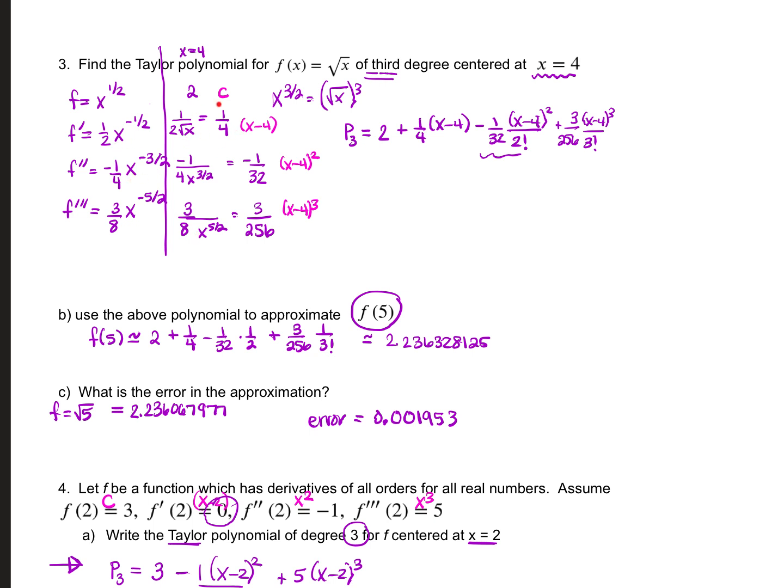And remember, this is your constant, this one's linear. But since it's centered at 4, you need the x minus 4. And the next one would be the x minus 4 squared. So you take the constant, then you take the first derivative, first power. Second derivative, second power, second factorial. Third derivative, third power, third factorial.